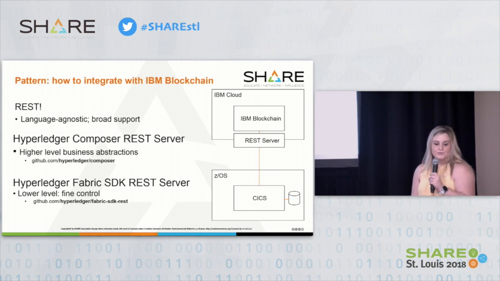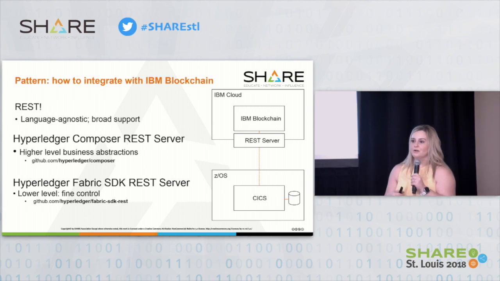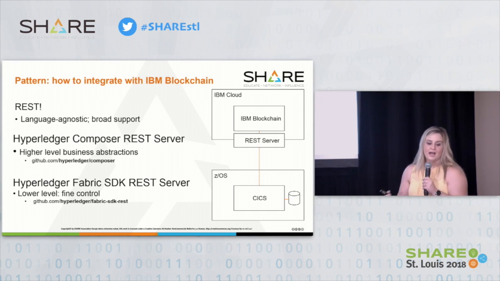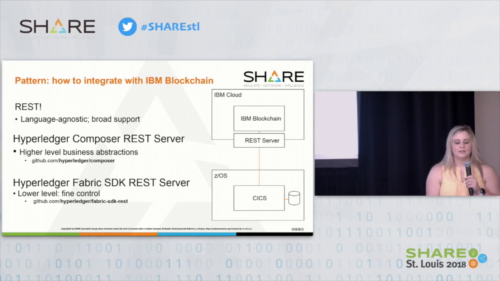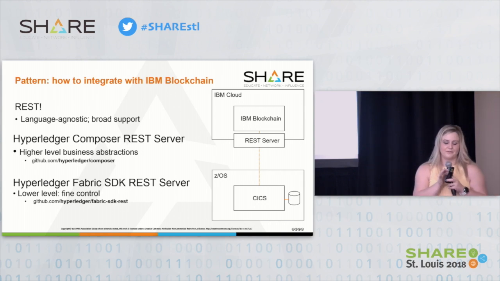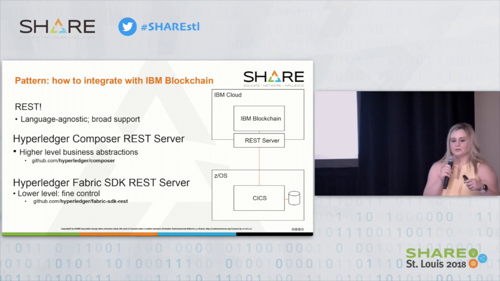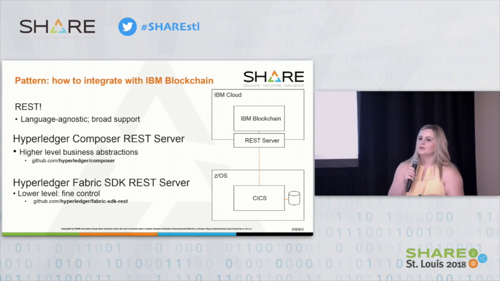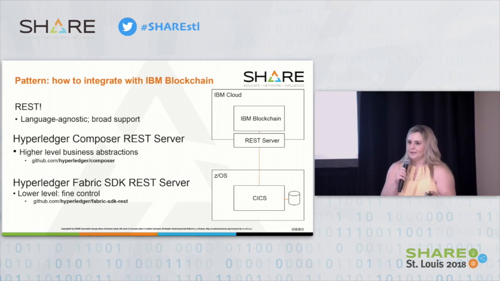So Hyperledger Composer has a REST server that is part of that tool set, and it allows us to have that higher level business abstraction. You could also use the Fabric SDK REST server, which is part of the Fabric. They created a REST server based off of what Hyperledger Composer did. And so you could also use that instead if you were not looking to just use the Composer REST server and still be able to use APIs.